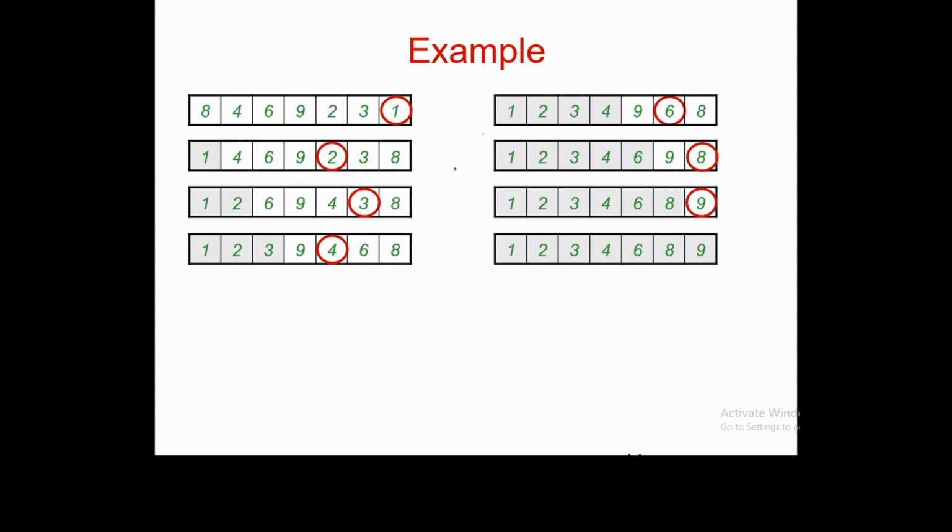So that is the example of an out-of-place algorithm, that is merge sort, and not the normal merge sort, that is the modified merge sort.